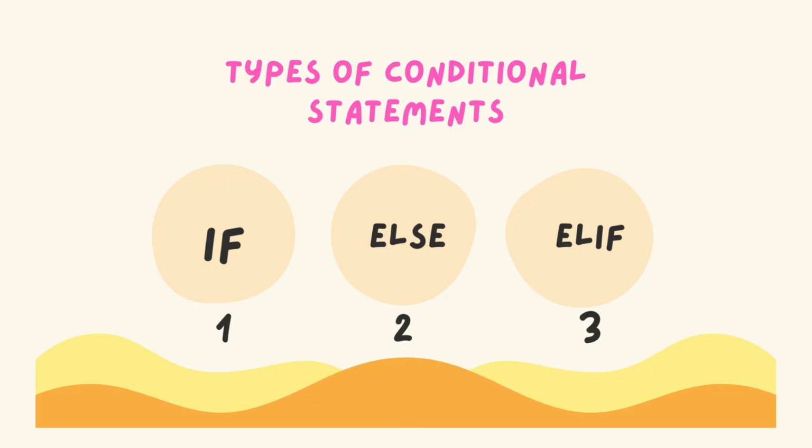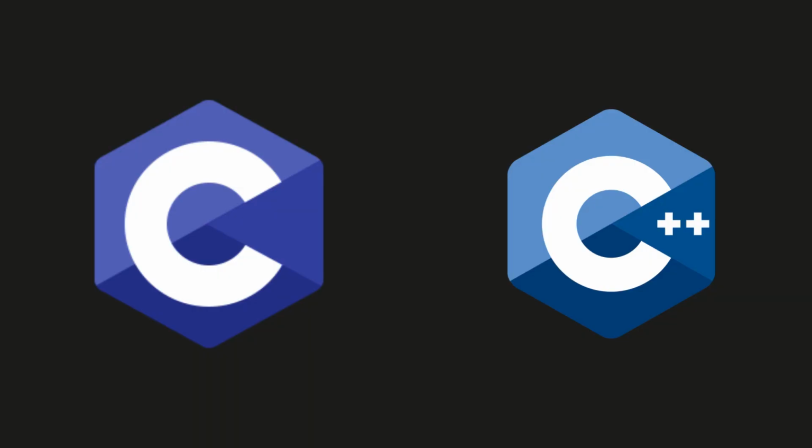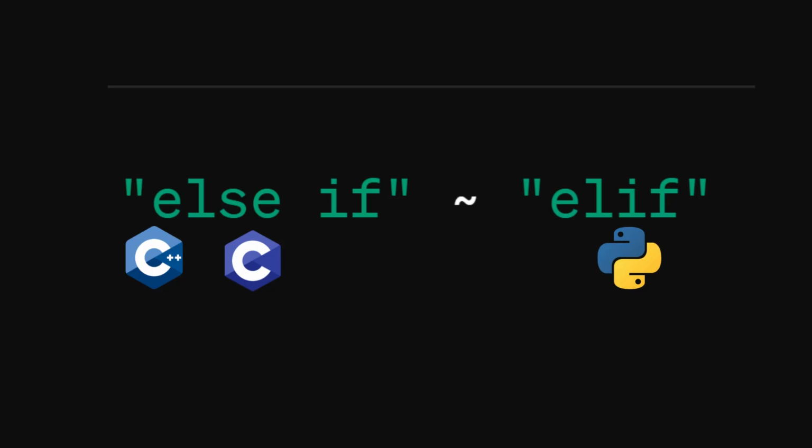There are primarily three types of conditional statements: if, else, and elif, short for else if. In low-level programming languages like C or C++, you typically use else if statements to achieve the same functionality.